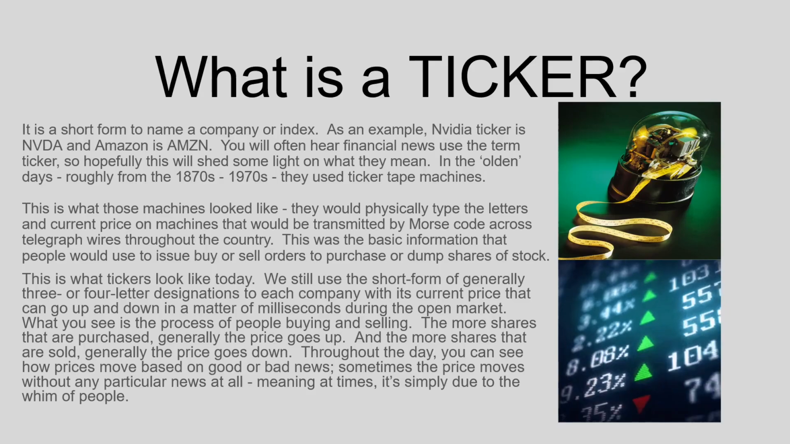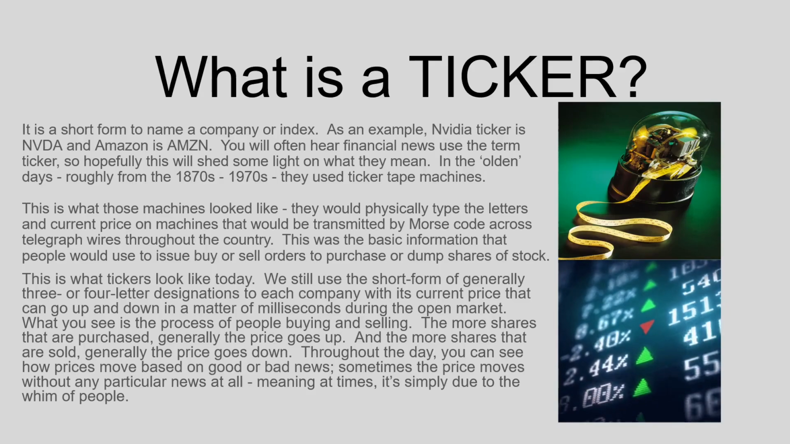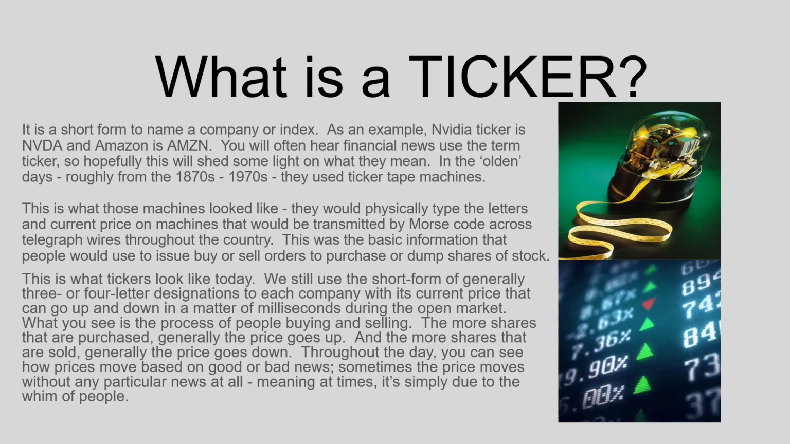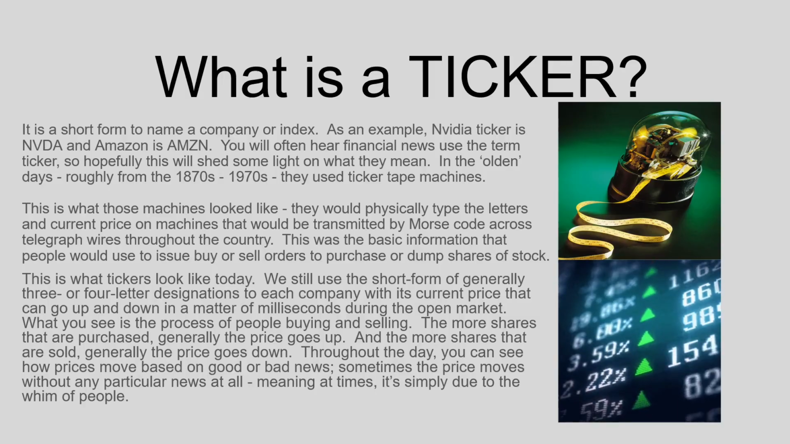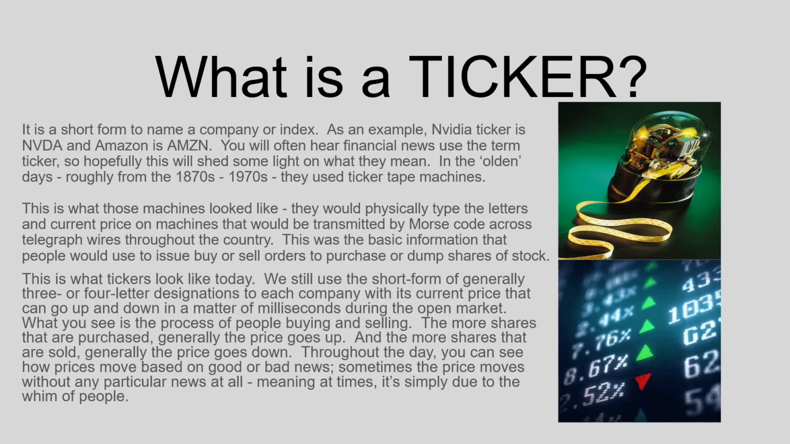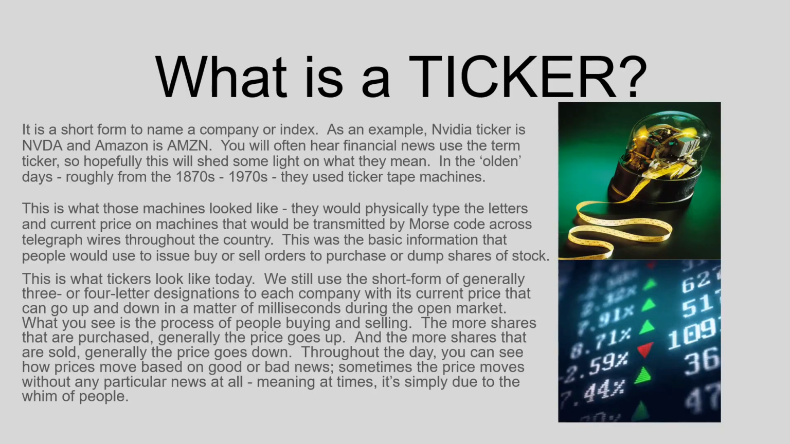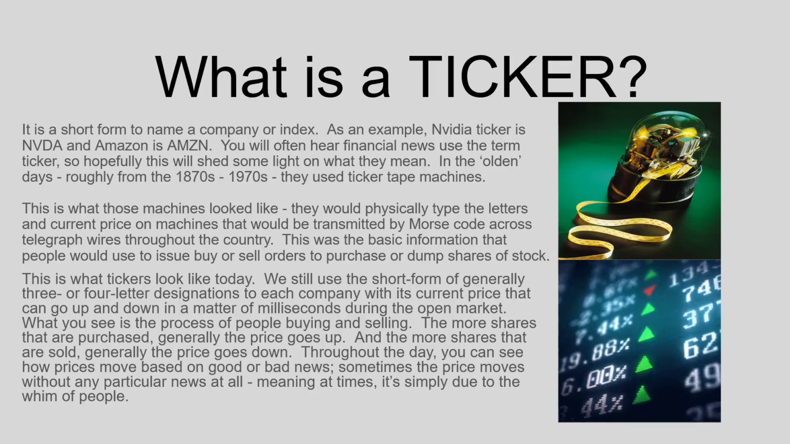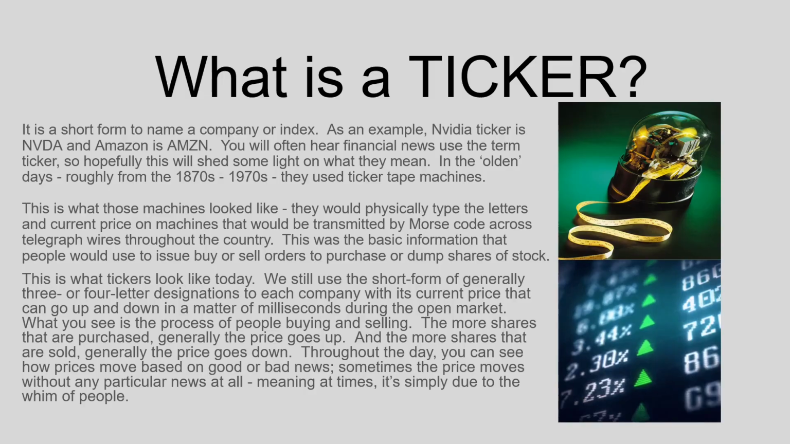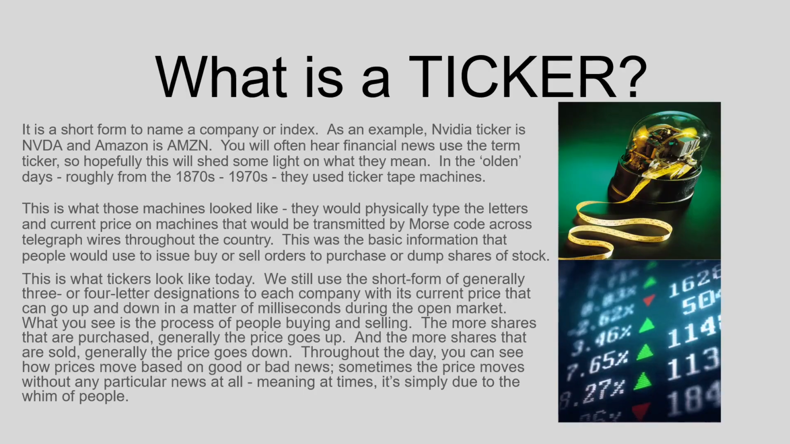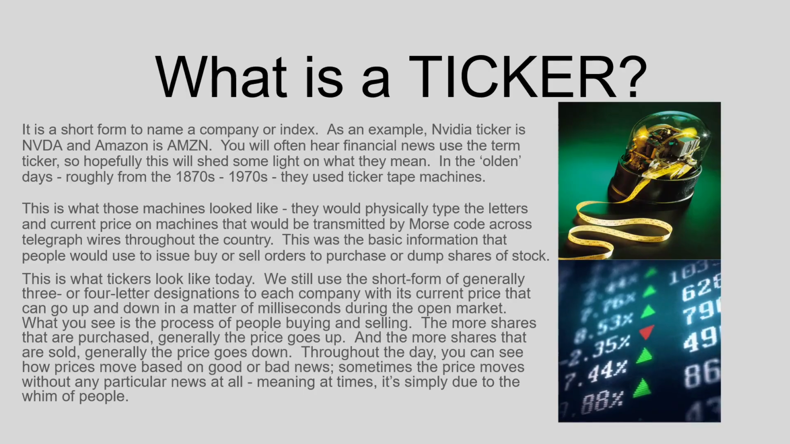So what you see is the process of people buying and selling. The more shares that are purchased, generally the prices will go up. And then the more shares that are sold, obviously the opposite, the prices go down. Throughout the day, you can see the prices will move based on sometimes good or bad news. Other times the price might move without any real particular reason at all, and it's simply due to the whims of people.